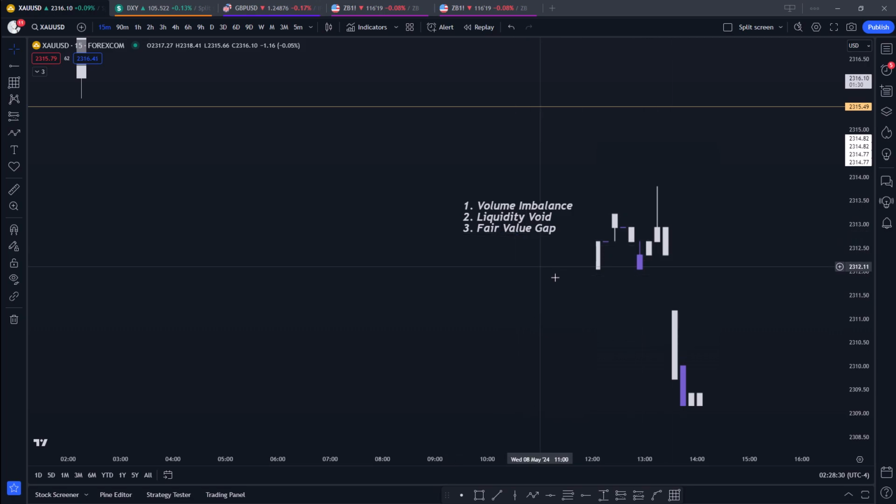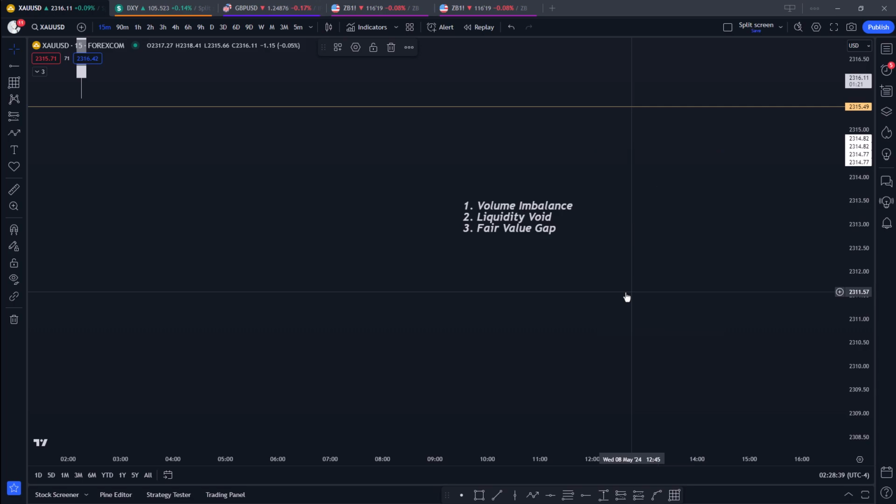Then the last type of inefficiency is one that you're going to probably hear me say the most. It's called a fair value gap. A fair value gap is basically formed when we move so quickly from one area to another that, because this is called an impulsive leg, a speedy move to the upside, to the point that we actually create a space in between the high of the previous candle.